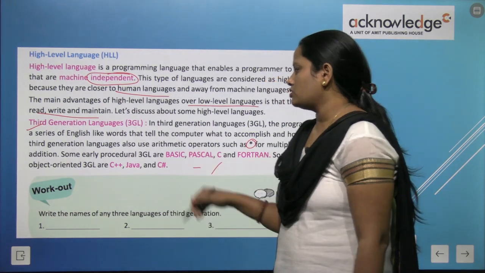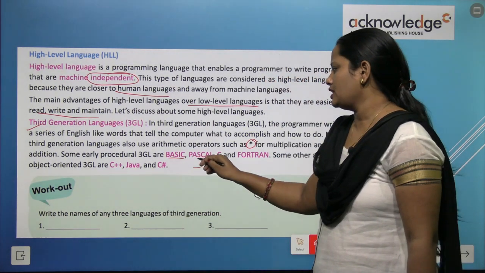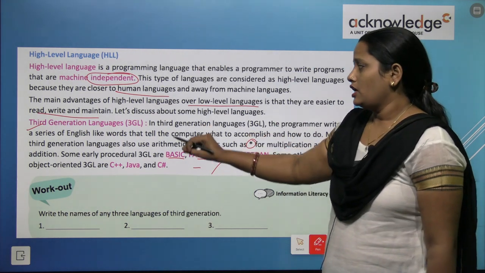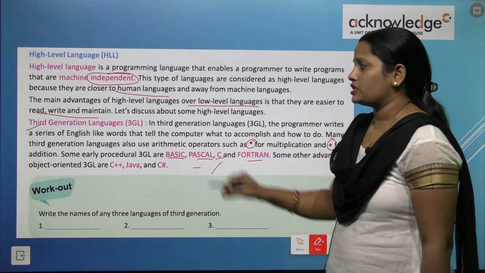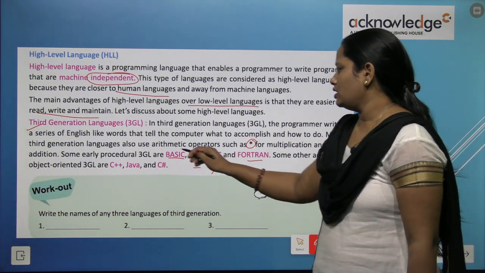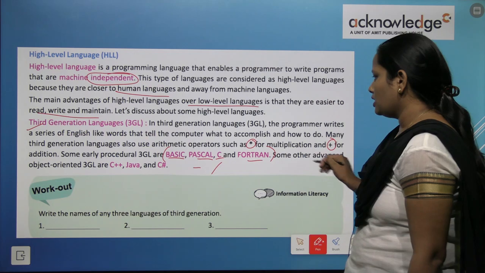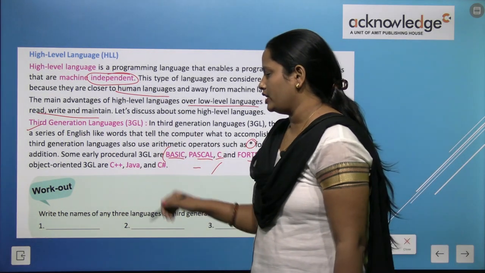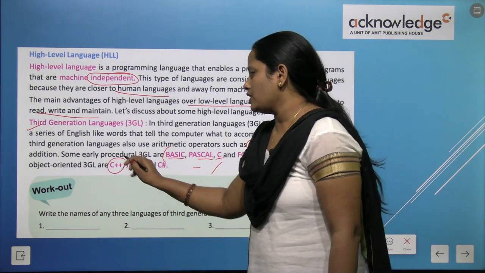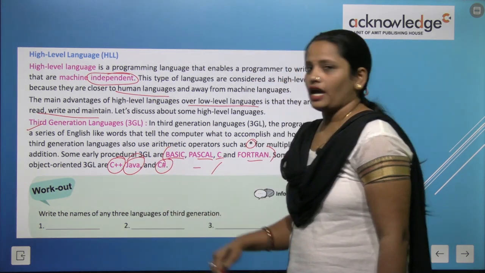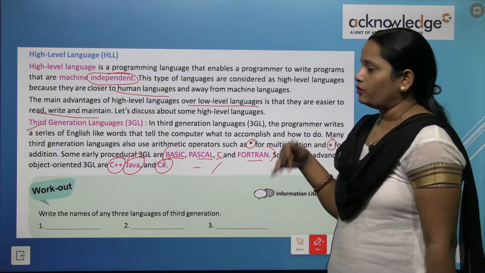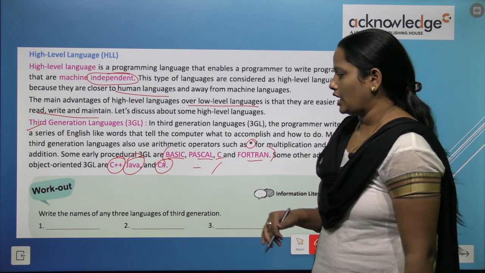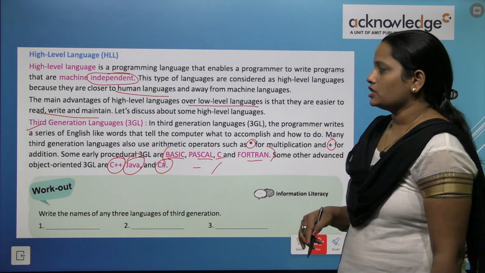Some earlier procedural 3GLs are Basic, Pascal, C and Fortran. So these are the names of the programming languages based on the third generation. Some other, more advanced object oriented 3GLs are C++, Java and C#. So these are more advanced than the earlier programming languages. All these came in the category of third generation language.